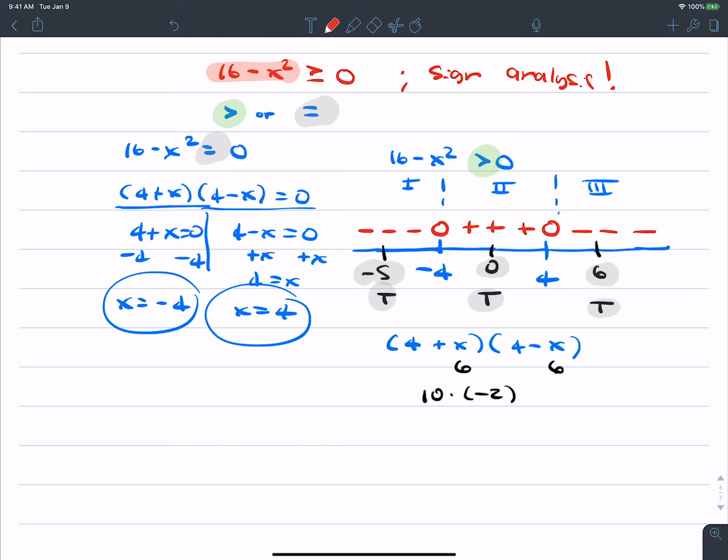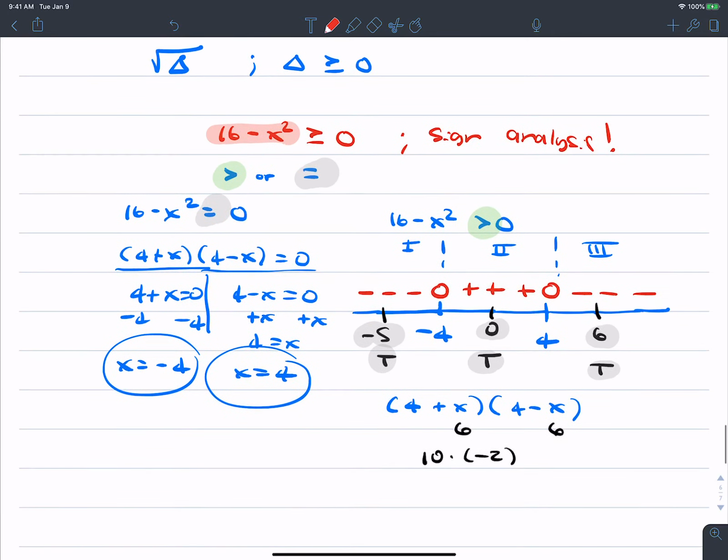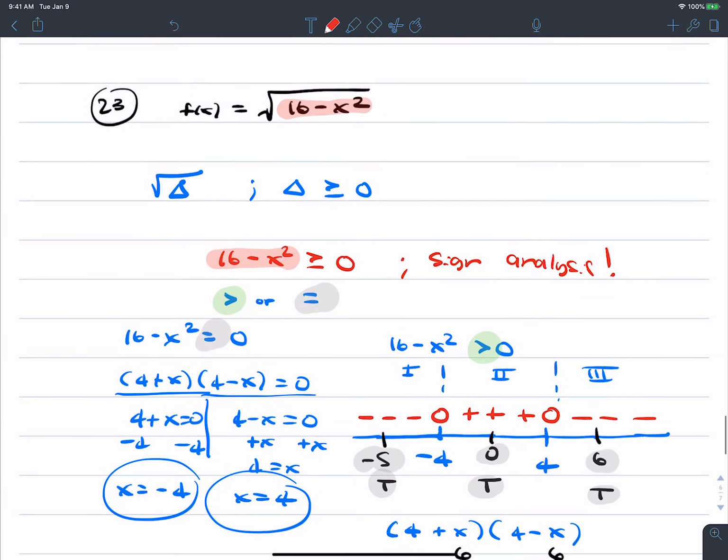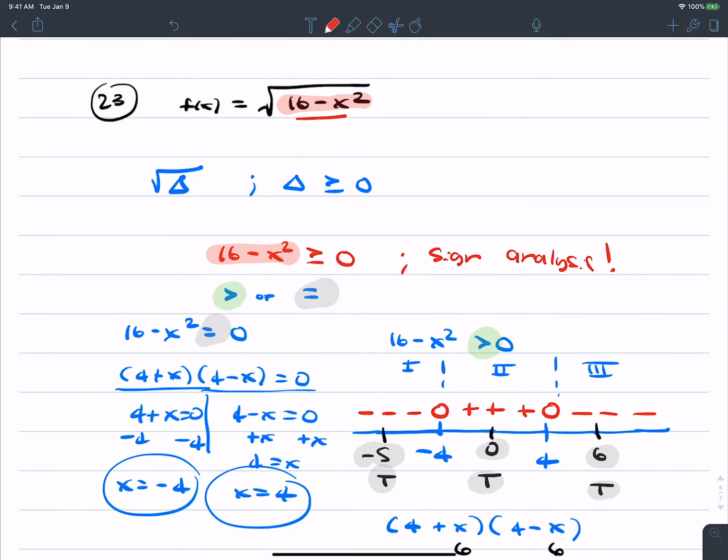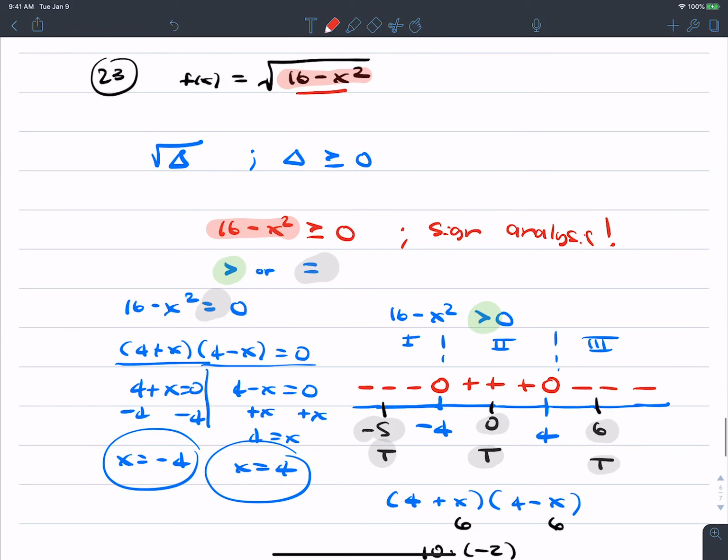So this is our sign analysis. This is what we're looking for. If we go back to the original question, we set what's under our radical, 16 minus x squared, to be greater than or equal to 0. What that means is, where is it equal to 0 and where is it positive? Because numbers that are bigger than 0 are positive. So when you look at sign analysis, everything you need to know is right here. Meaning, region 2 is where the product is positive, and we include the zeros because this is greater than or equal to 0.